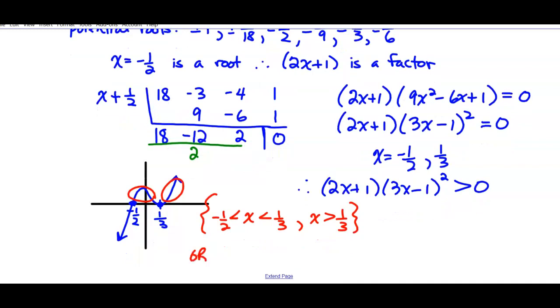Or you could actually go x greater than -1/2, where x cannot equal 1/3. Because it's everything there except for that one value. So that would be another way of showing it. Or using your interval notation.